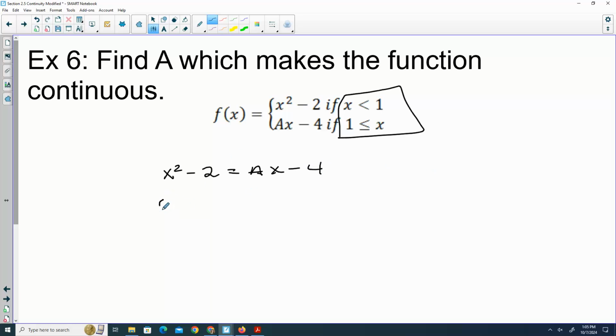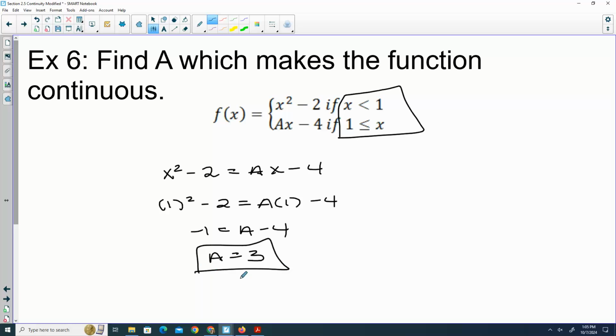So now we plug in a 1 for our x. 1 squared is 1, minus 2 is negative 1, equals a minus 4. A is 3. So if you want to make a piecewise continuous, your pieces have to match.